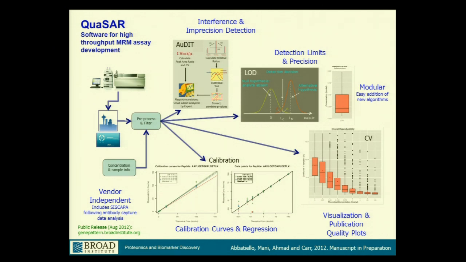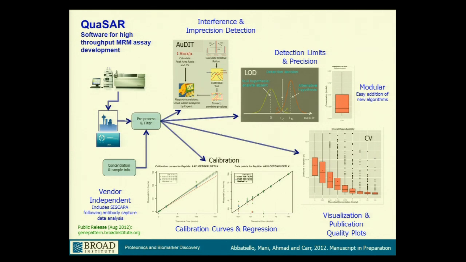So those ratios and stuff will be calculated in this tool. Once you have the ratios for all your samples and concentration points that you're trying to assess the performance of your assay, then you would get into QuaSAR. QuaSAR is essentially this block around a collection of algorithms. Quickly, it has multiple components.